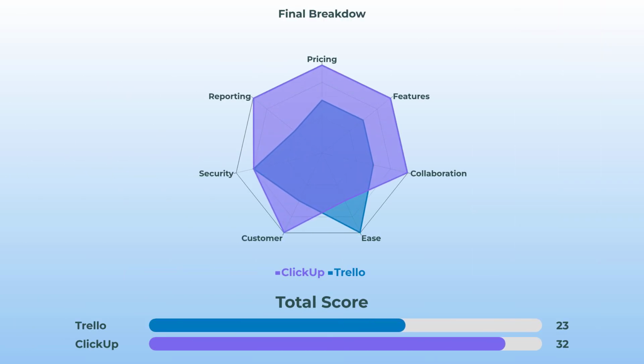Here's a handy radar chart showing Trello and ClickUp side by side across every category. It really highlights where each one dominates and where they're neck and neck. Take a look and see which sections matter most to you.